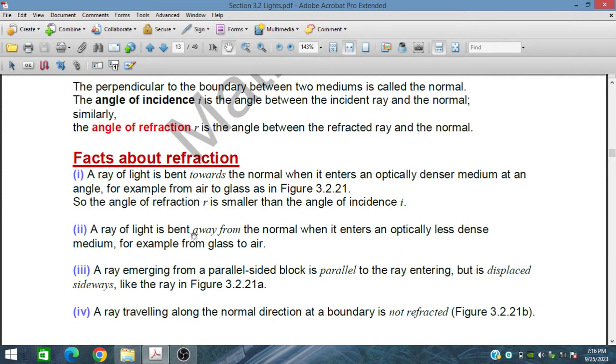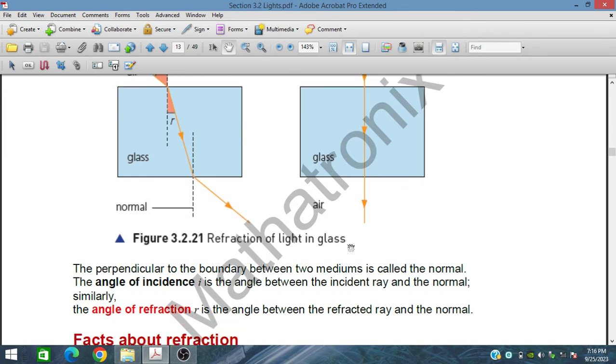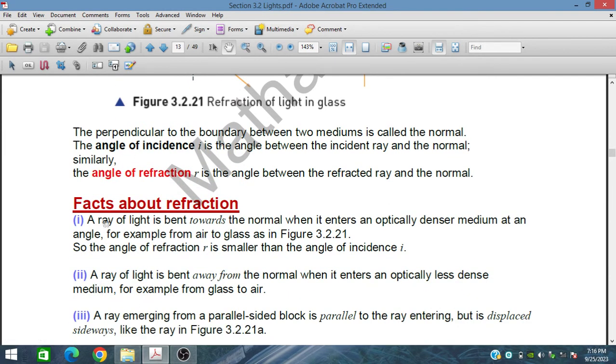Second, the ray of light is bent away from the normal when it enters an optically less dense medium, for example, from glass to air. So when this ray enters a lighter medium, from denser to lighter, it bends away from the normal. So these are the facts about refraction. This is the second fact.